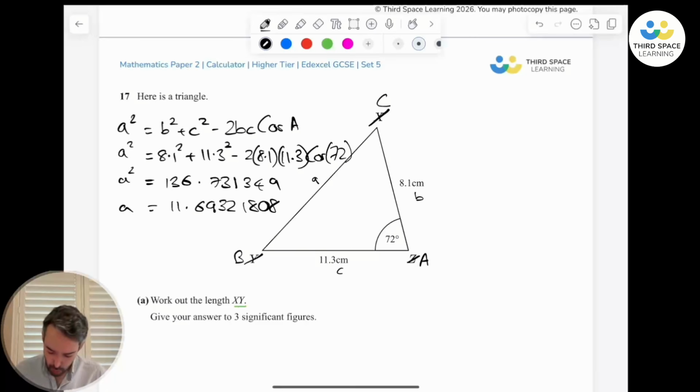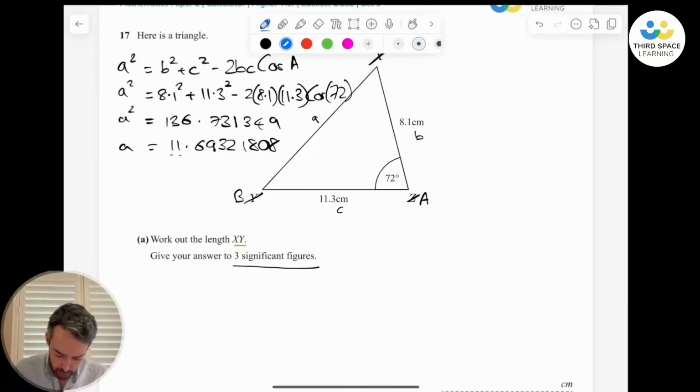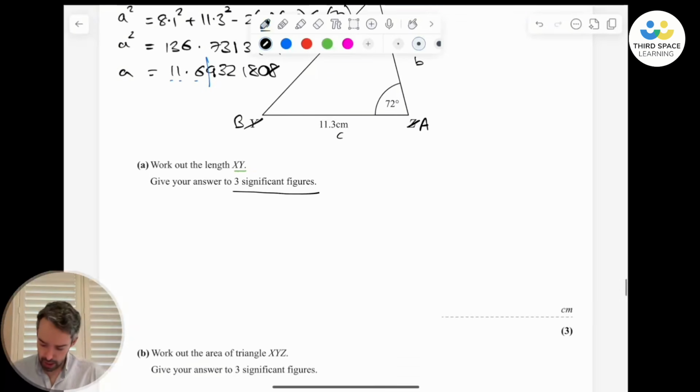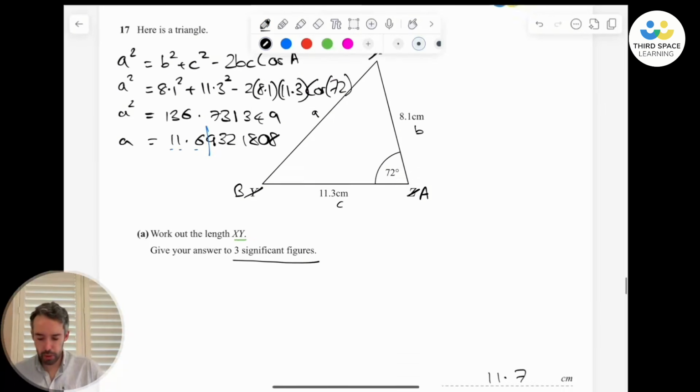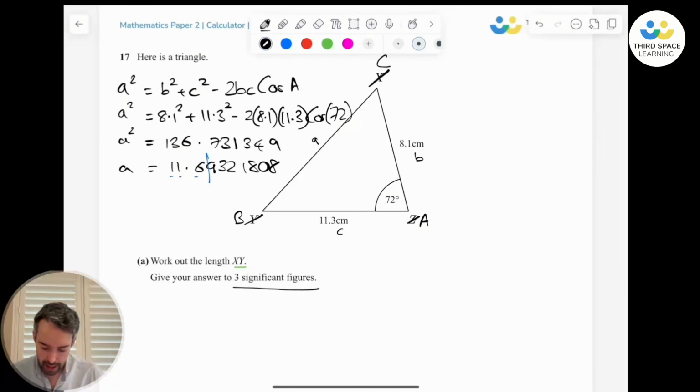And then it says round to 3 significant figures. So let's do that. 1, 2, 3. So that's going to be 11.7. Let's pop that on the answer line. And let's just double check that the answer is sensible. 11.7 for the side xy. Yeah, that's about right, isn't it? That works.